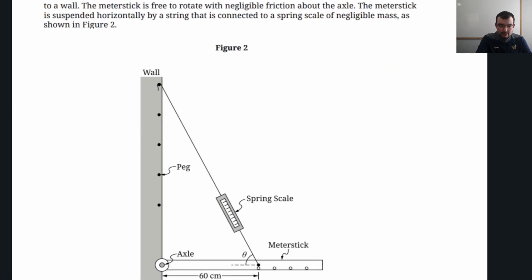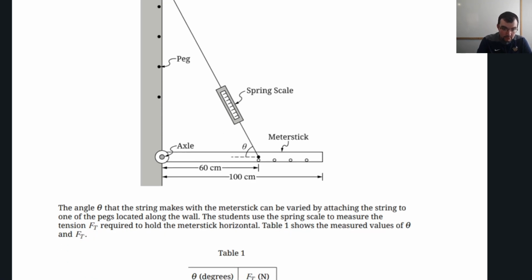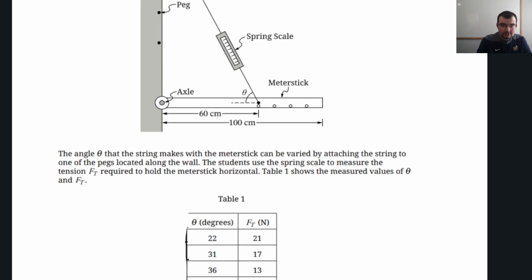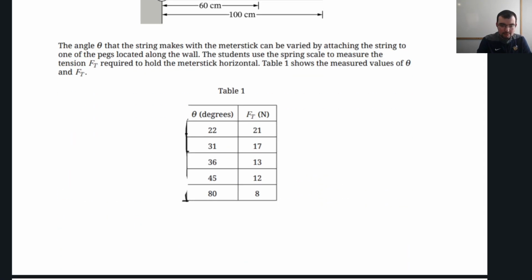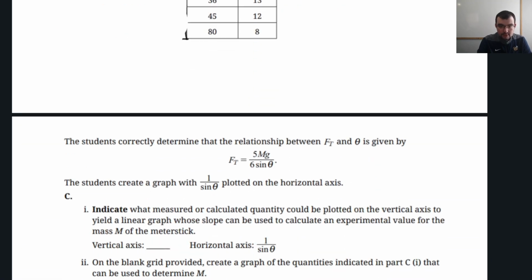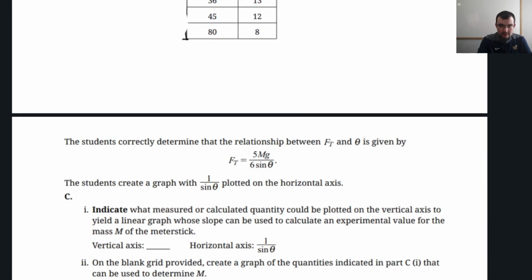All right, now for our new setup, we have the meter stick hanging from the wall, and we have quite the nasty equation to set up. If we actually had to derive this ourselves, we'd have to be very smart about the point we take the torques around, but that's actually done for us. We are given this fact that the tension force required to keep the meter stick at rest depends on the angle theta via 5/6 times mg divided by sine theta.